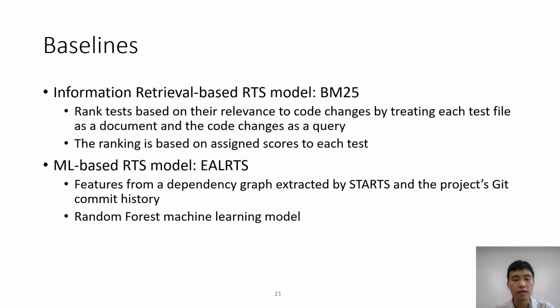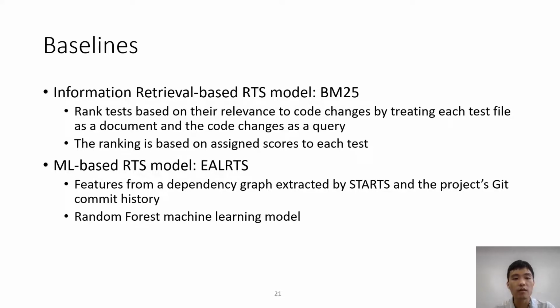We consider two baselines in our empirical study. One is the information retrieval-based RTS model. It uses the IR metric BM25 score to rank tests based on their relevance to code changes by treating each test file as a document and the code changes as a query. The ranking is based on assigned scores to each test.